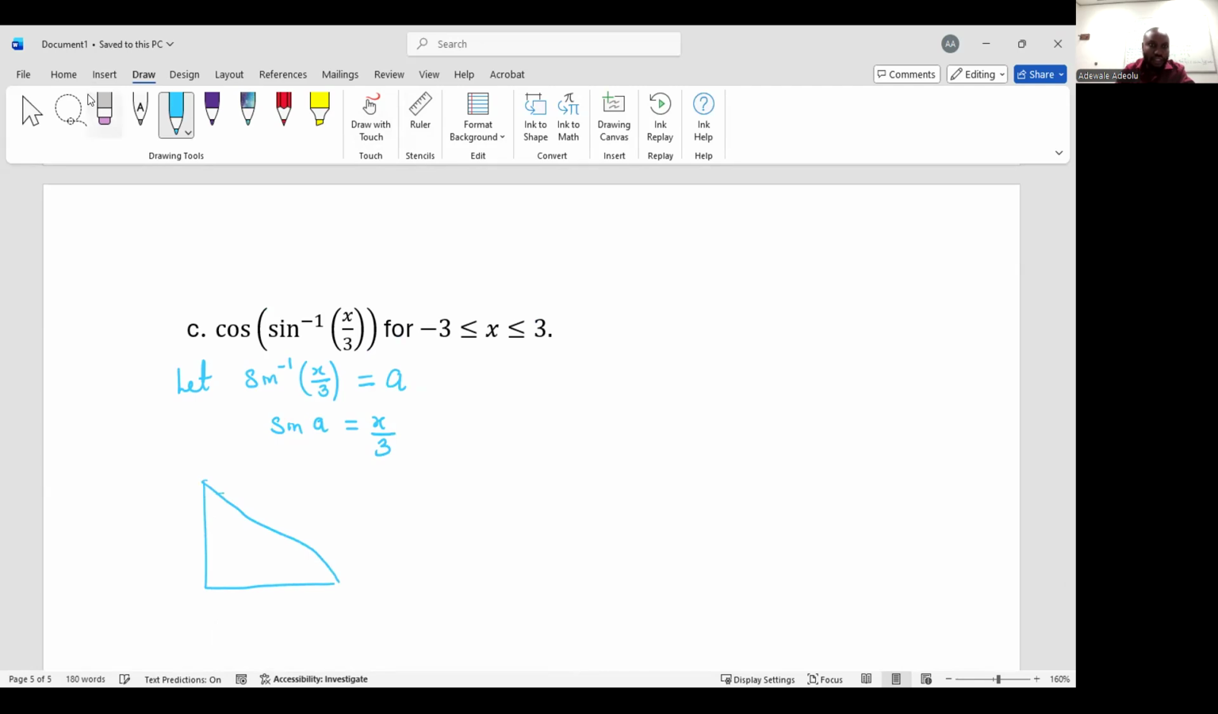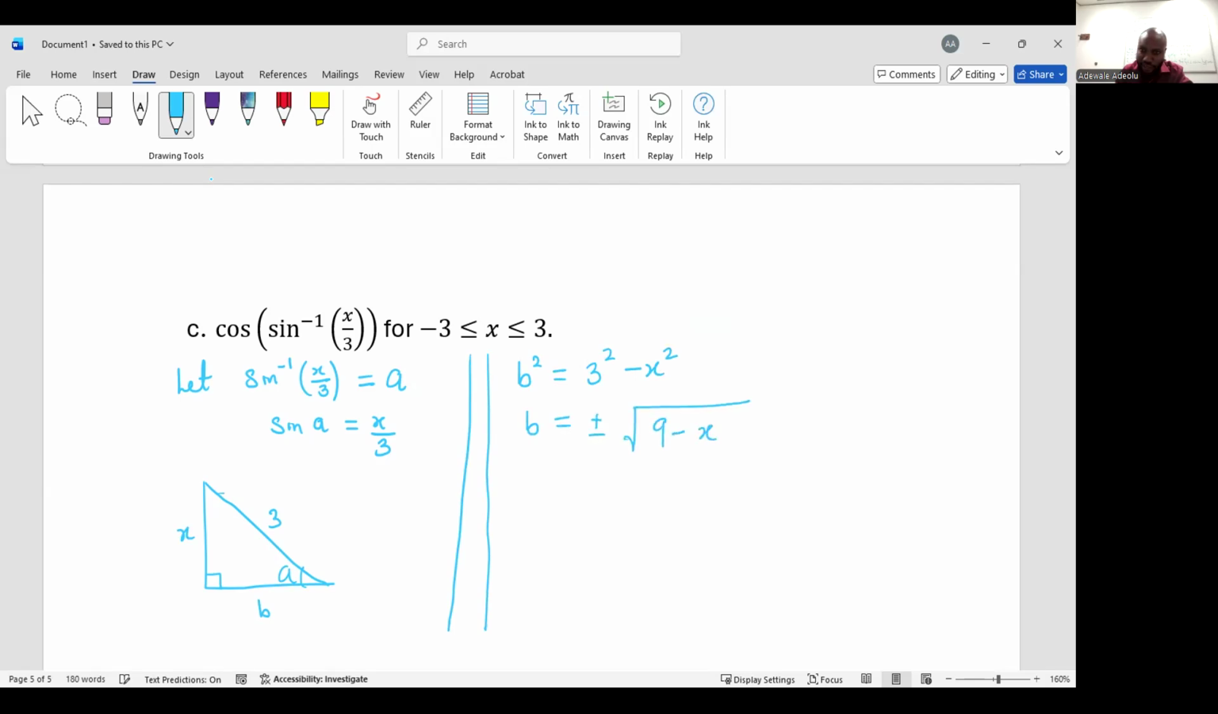That's not a good right angle. This is better. I will call this A, 90 degrees. Sine of A is opposite over hypotenuse, 3. We can find this. Let's call this B. We can find length B. So returning to Pythagoras theorem, B squared equals 3 squared minus x squared. So B is plus or minus square root of 9 minus x squared.